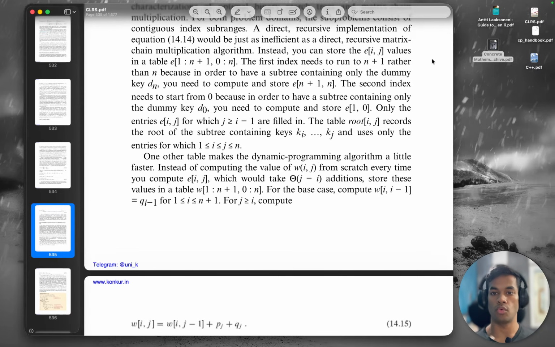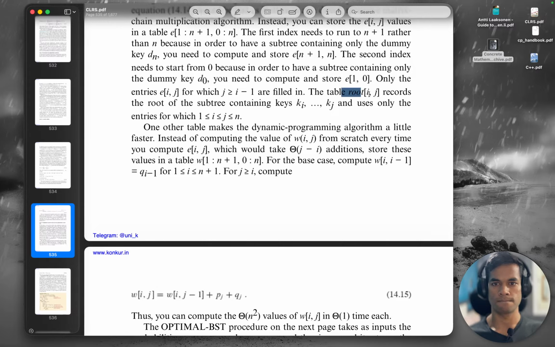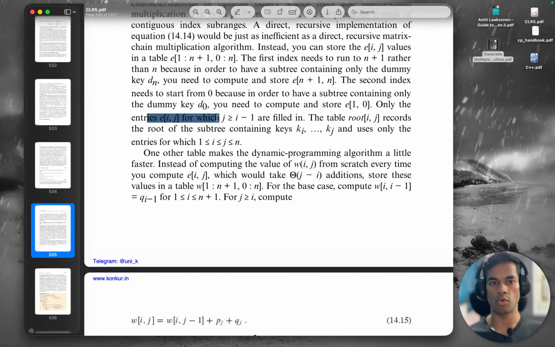The table root[i, j] records the root of the subtree containing keys k_i to k_j, and uses only the entries for which i and j are between 1 and n inclusive. A root will be required when we want to construct the subtree, and e[i, j] will be required when we want to find the value for that subtree. That is what we want.